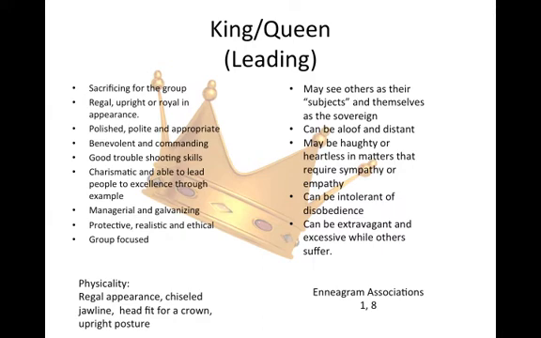Now we'll move on to the king or queen archetypes. Here the focus is on leading. Even if they're not official leaders, they're going to seem like they're taking charge, but it's not in the way that we think of with eights necessarily. There's more of a regal feel to the king and queen archetype. They can seem very polished. They're often very polite and appropriate, so that it seems one-ish. Benevolent and commanding, they have good troubleshooting skills. Often very charismatic, they lead people to excellence through example. They show you how to be by behaving that way, which is what a good leader does.